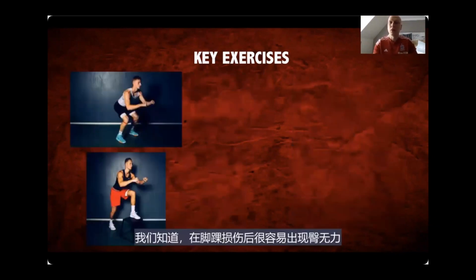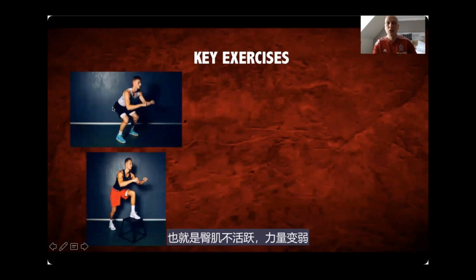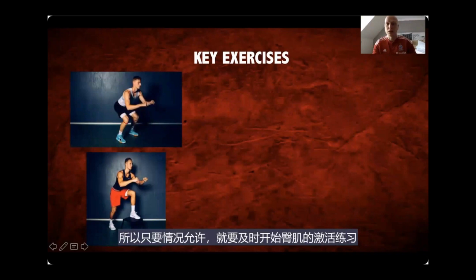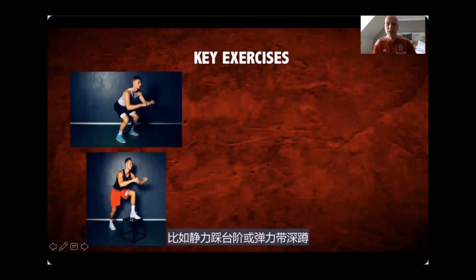Then further on, we know that if player gets sprained ankle, there is a phenomenon called gluteal amnesia, which means that glutes tend to get deactivated, they tend to sleep, and they tend to get weaker. So as soon as we can, we should also start working not only on lower leg muscles, but on activating those glutes, and exercises such as isometric step up or squats with a rubber band around knees are a great way to wake up and strengthen those gluteal muscles.